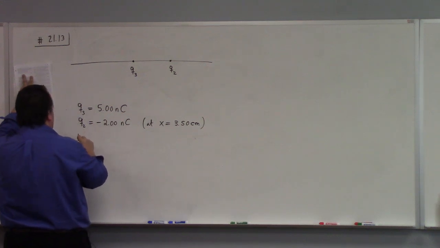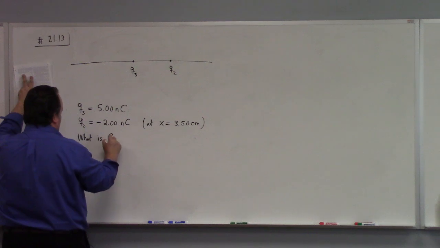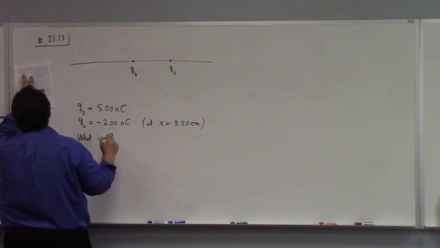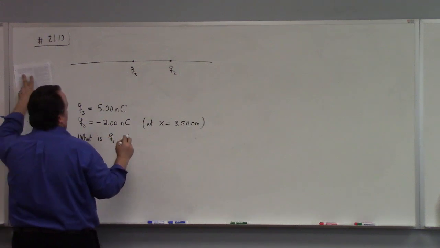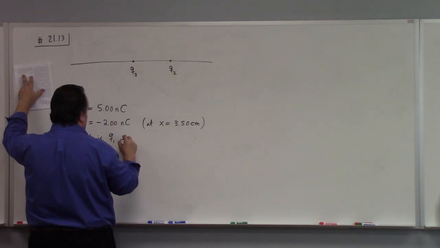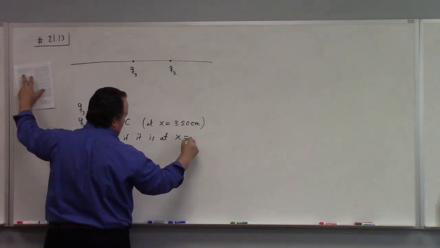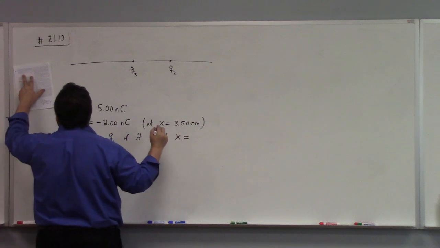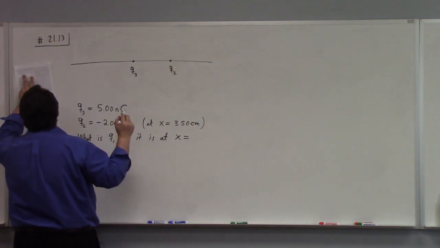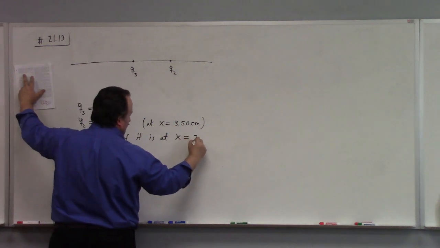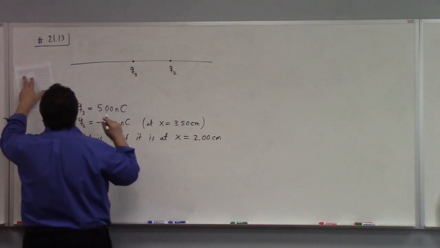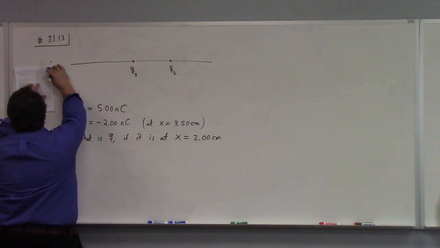Then the question is, what is Q1? For it to remain balanced, what is Q1 if it is at x equals 2.00 centimeters? There's more though. It tells us more. Let me read it here. So we have Q1 at 2.00 centimeters. What is Q1, magnitude and sign, if the net force on Q3 is 0?